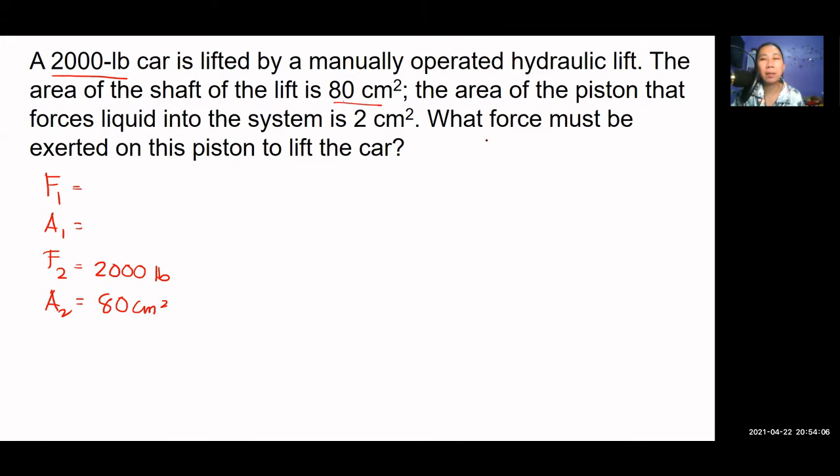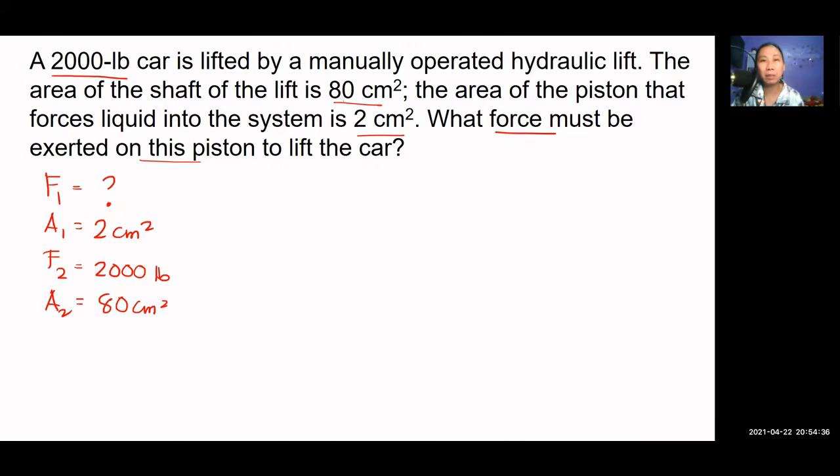And then, sinasabi dito na yung area ng piston natin that forces liquid into the system. So, ito yung ating input. That is 2 square centimeters. So, dito natin siya lalagay sa A1. So, tinatanong sa atin is, what is the force that we must exert on the piston to lift the car? So, on this case, ito yung tinahanap natin, yung ating F1. Okay, so yung ating input force.